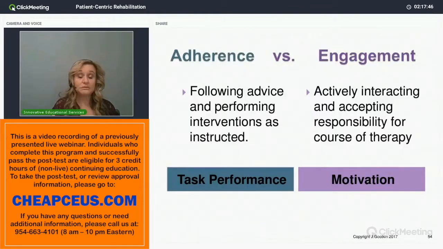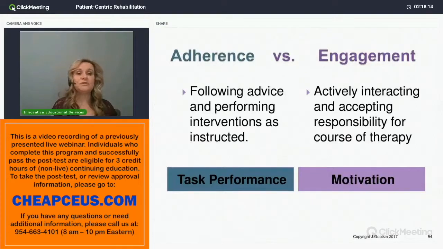You do what you're supposed to do. You give the patient a home exercise program. They go home. They perform it. They are participating in the interventions while they're in therapy. 3 sets of 10. They did them all. They do all their activities, which is great. What we consider for that adherence piece is, did they do it on their own or did they need a lot of encouragement to do it?